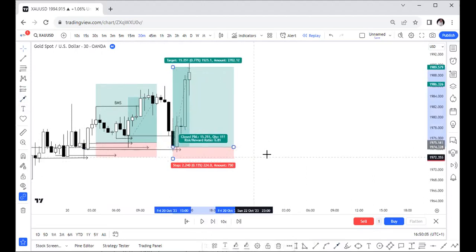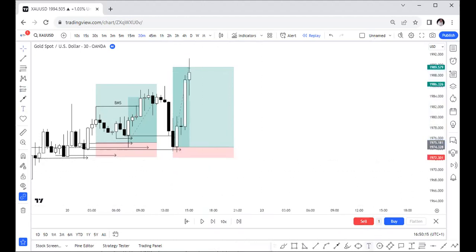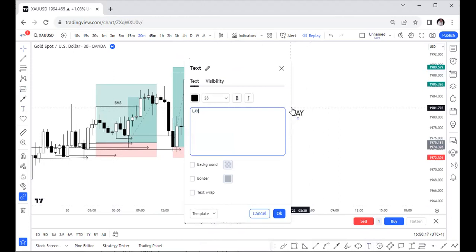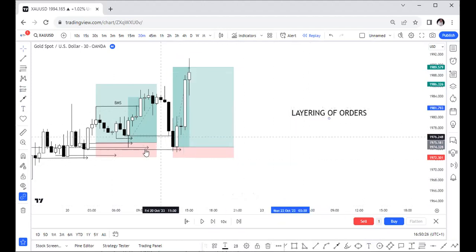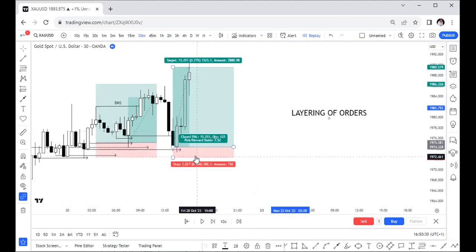Another new level. So that's how you stack up what they call, the Malaysian term, layering. Layering of orders. So you can put on enough. You get 1, 2, 3, put on enough orders. So your stop loss is just how many? Just 20 pips stop loss.